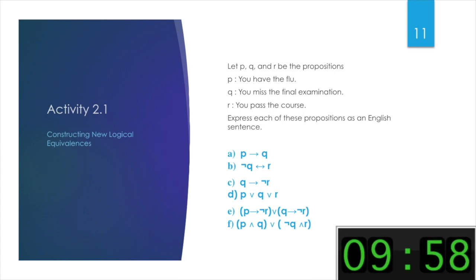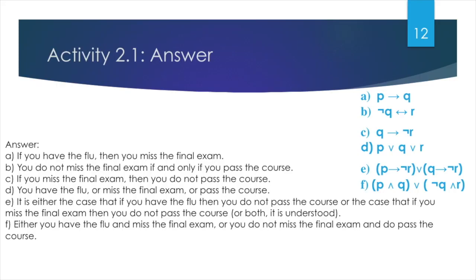So the answer for this activity, as you can see here for B, is you do not miss the final exam if and only if you pass the course. So it's very important to clearly state the condition and the propositional logic connector that you use, whether you are using an if statement, if and only if, and, XOR, or not.